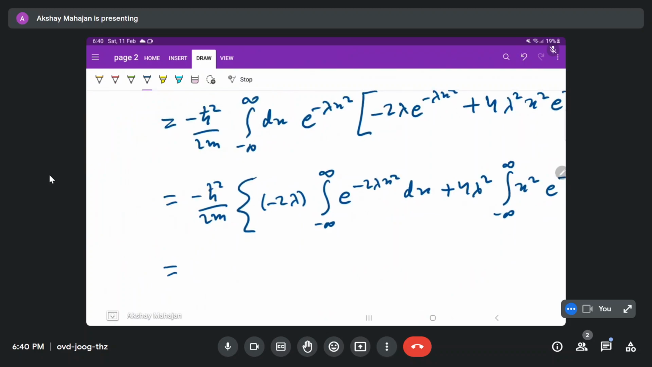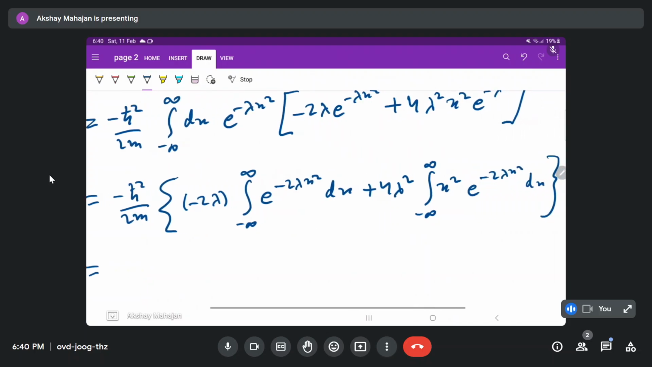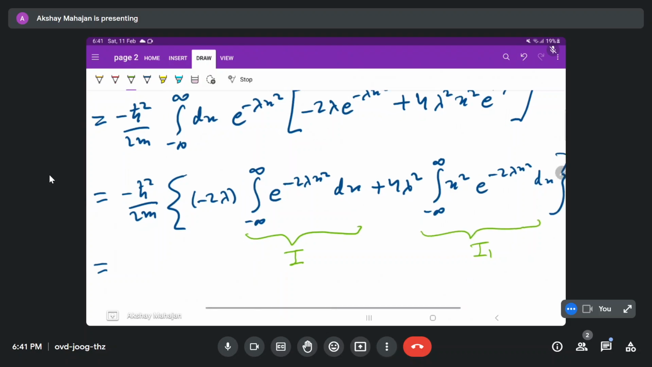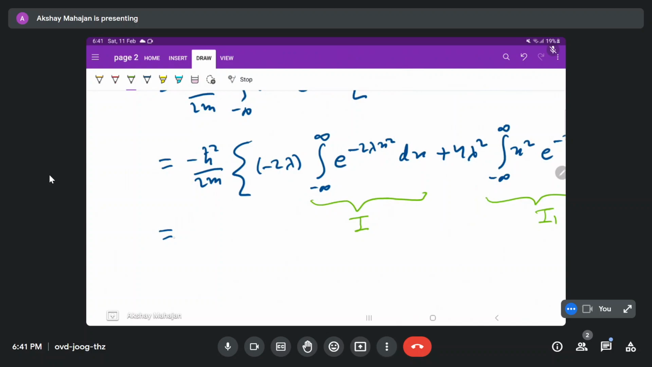Now actually, we have solved both the integrals. If you see, this is our integral I that we solved, and this is our previous integral I1. If you remember, these are those two integrals. So I can just use that. So I will just use that: minus h bar square by 2m, minus 2 lambda, this will come under root pi by 2.